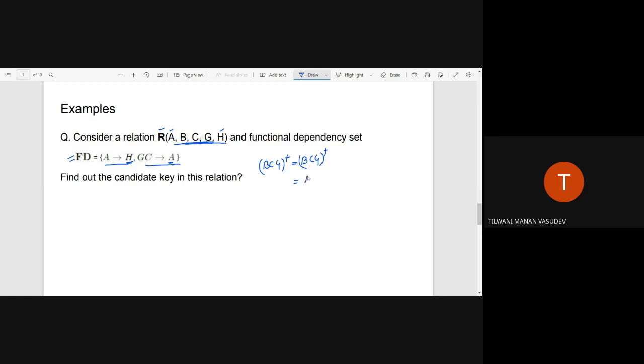Because GC determines A, we get A, B, C, G. Then we will have A, B, C, G, H, because A determines H. So since BCG is determining all the attributes, A, B, C, G, H, the closure set of BCG is determining all the attributes, right? By that we can say that BCG is a candidate key.